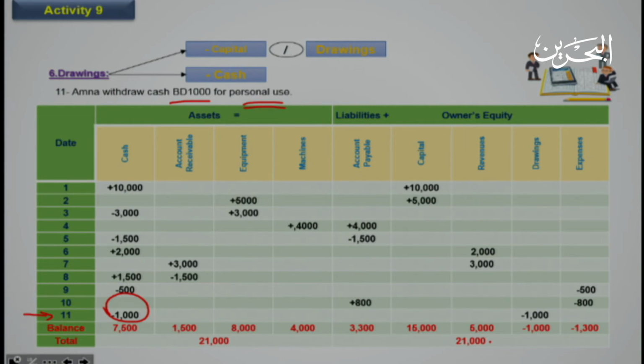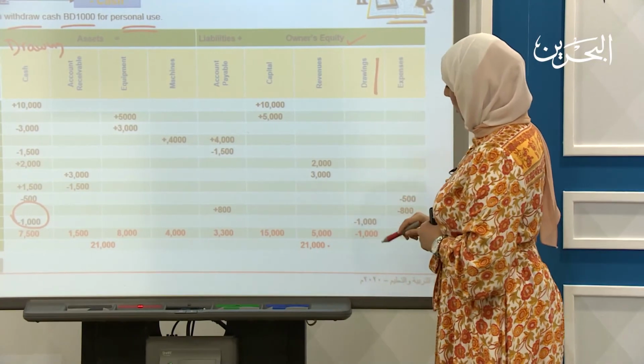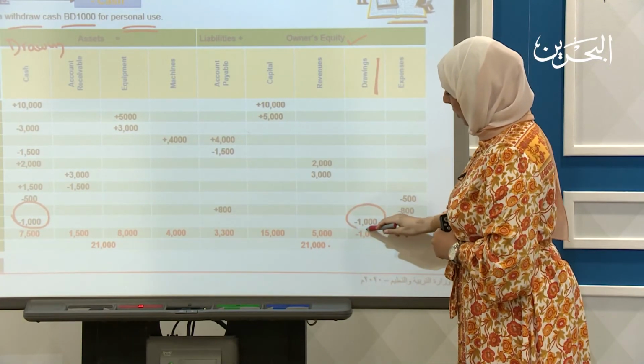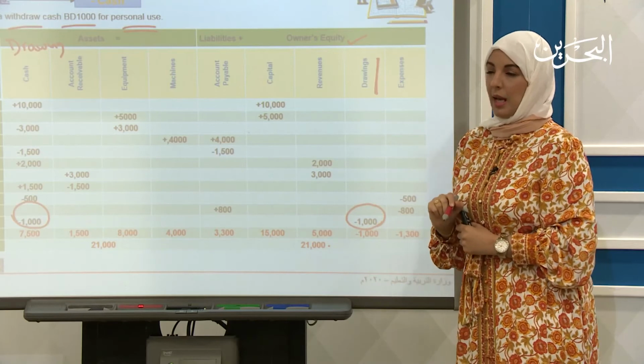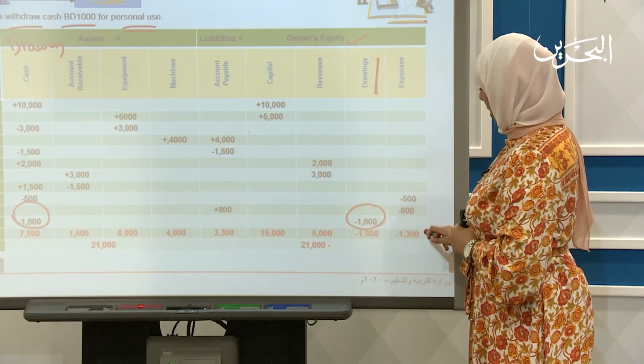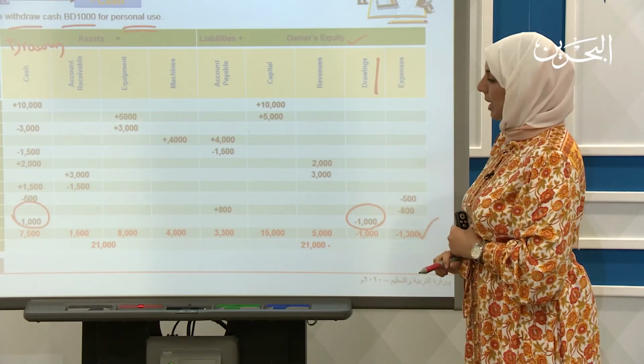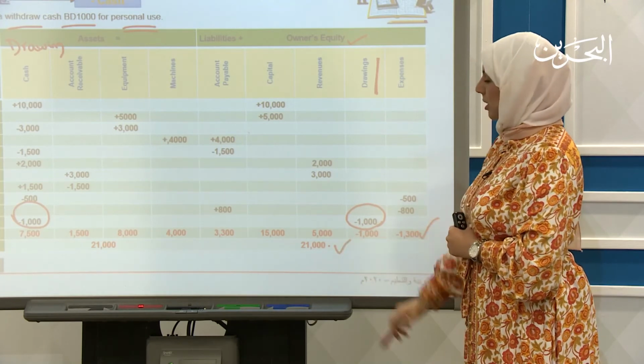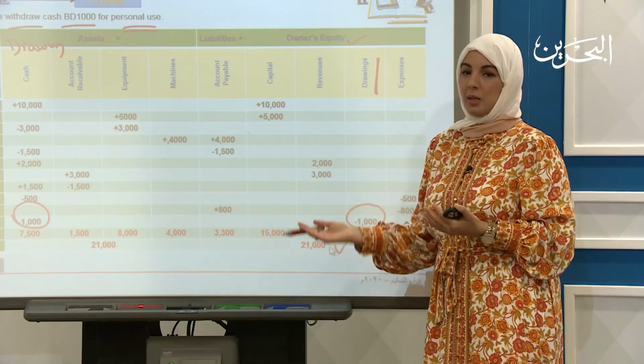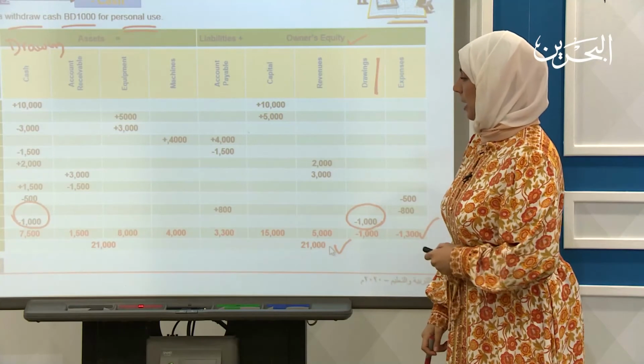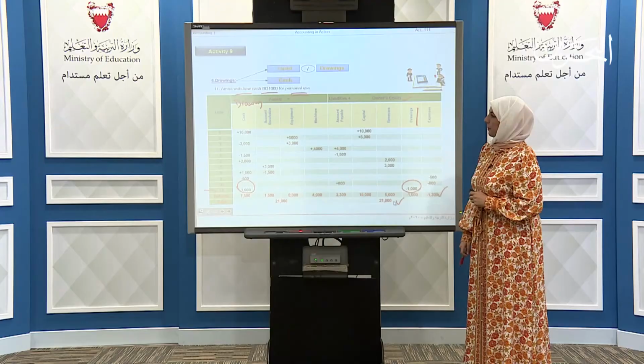And then I know the withdrawal or the drawing is an example under the owner equity. So coming to the section of owner equity, under the drawing, I will increase it by 1,000. And finally, as I know, I should find the balance of each account and keep my equation equal, the asset side with the total of liability and owner equity.